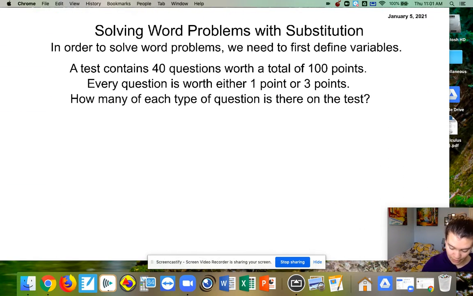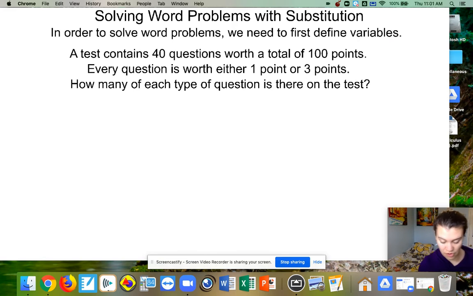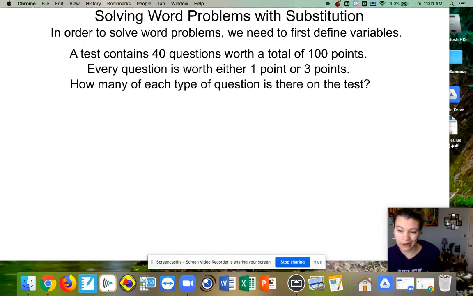Okay, so some word problems. So first you gotta define the variables and we gotta write out our equations and solve them. So a test contains 40 questions worth a total of 100 points. Each question is worth either 1 point or 3 points. How many of each type of question is there?